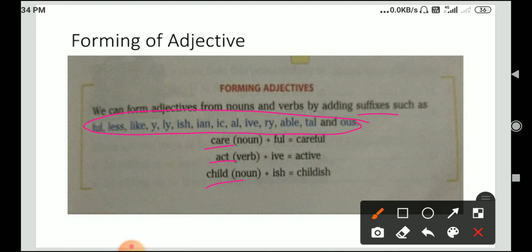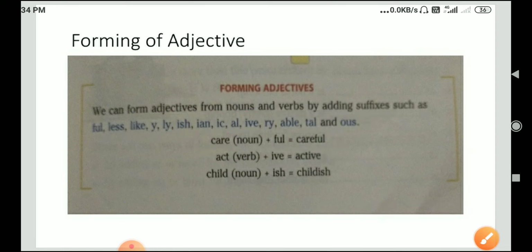When we join the suffix ful, it will become careful. So careful is an adjective. Here act will turn into active. This is again an adjective. So how to form the adjective? By joining specific suffixes to the root word, we can form the adjective.